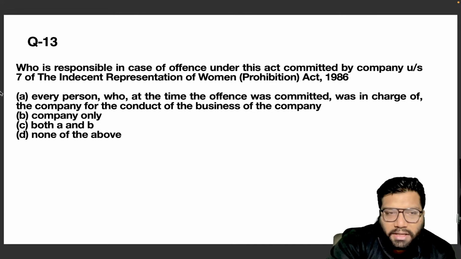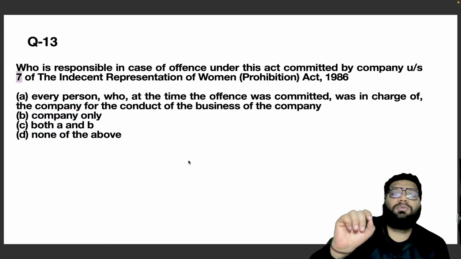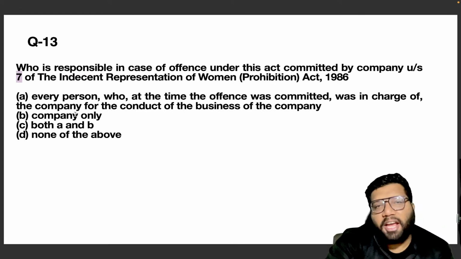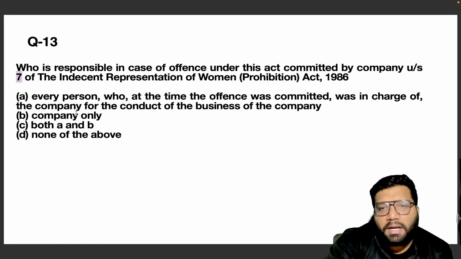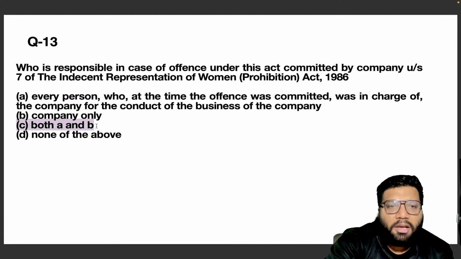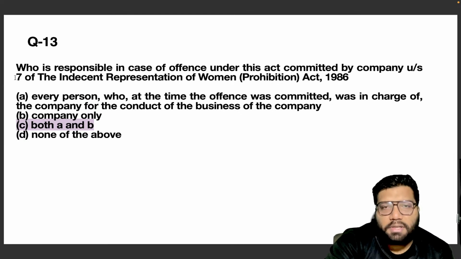When it comes to section 7, who is responsible? Every person who was in charge. So basically the manager is responsible, and the company as well. Okay, when you read section 7, the term that has been used is as well as company. But obviously the company will get only the punishment as far as fine is concerned. When it comes to imprisonment, that is going to be for that person, the manager, the person in charge of the company. So the correct answer is going to be C, both A and B, as per section 7.